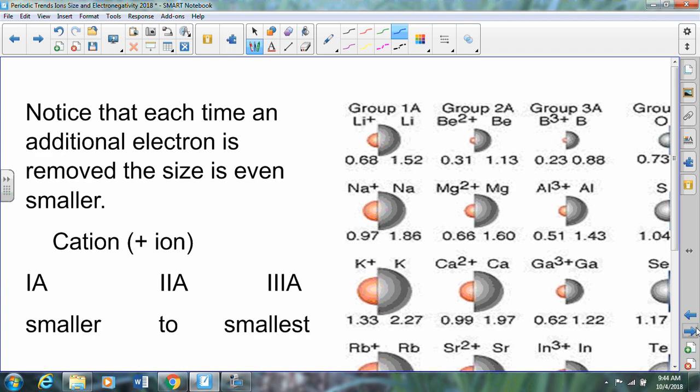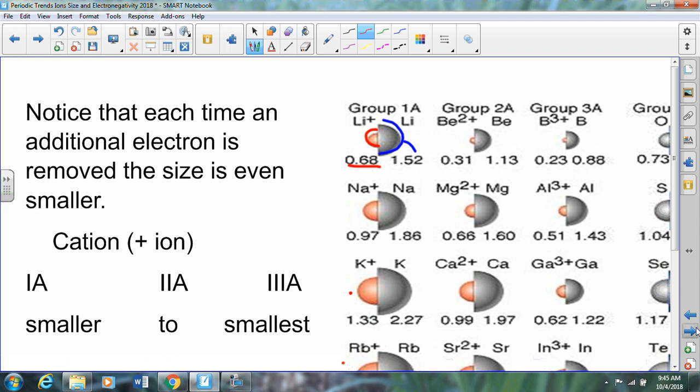Notice on this table, which talks about not just the size of the cation, but in this one, the outer part is the atom. So this 152 is the atom number, and then this 0.68 is the ion number. You will notice that the outer energy level is gone, and so you end up with lithium, sodium, potassium, and rubidium all being larger than, but they're all smaller than the atom they came from.